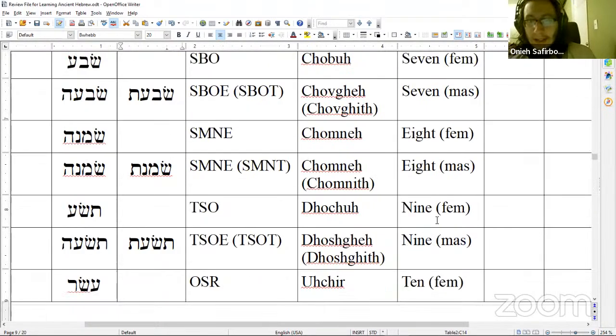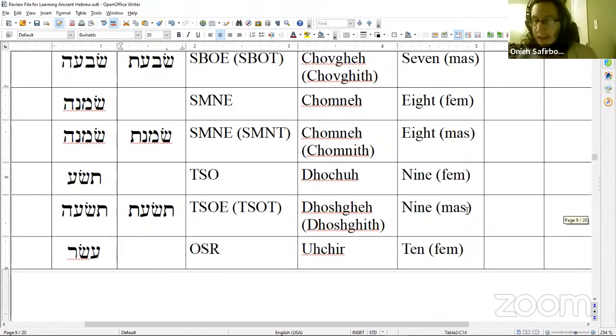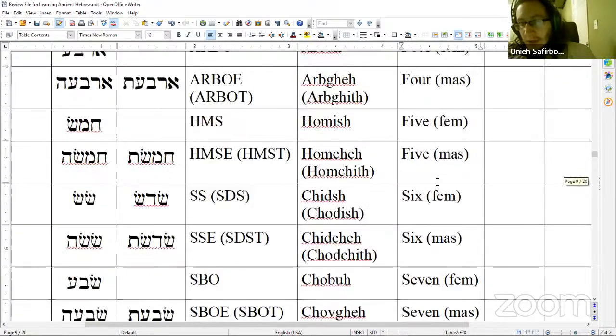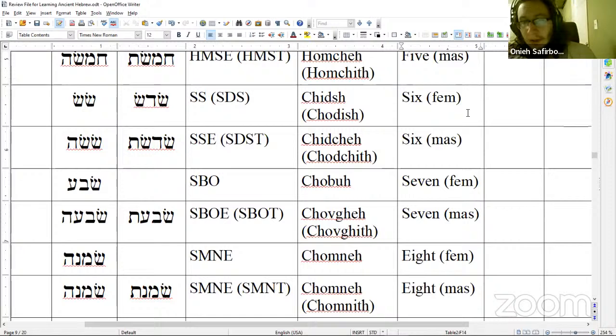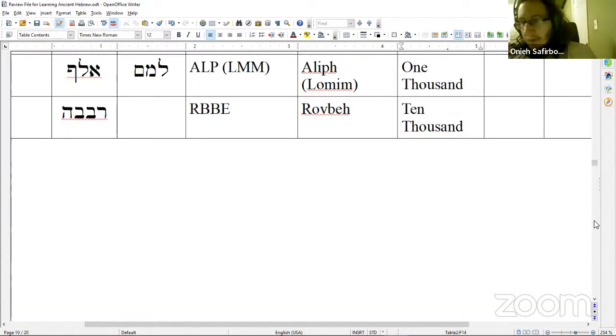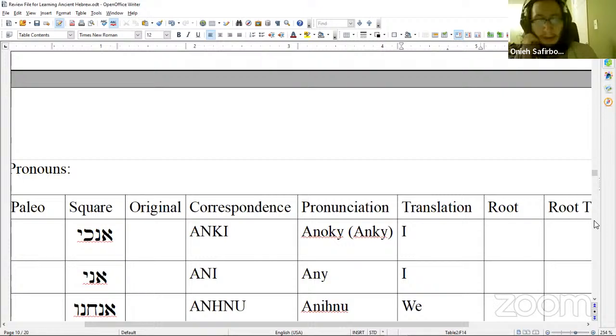So keep in mind that in Hebrew and Akkadian and pretty much all Semitic languages like Aramaic, Arabic, Ethiopian, for numbers 3 through 10, the feminine form, if it's a feminine noun, it takes the masculine spelling. Whereas if it's a masculine noun, it takes the feminine spelling. It's a confusing thing, but it occurs throughout the entirety of Hebrew and the related Semitic languages, so it is part of the original Hebrew.